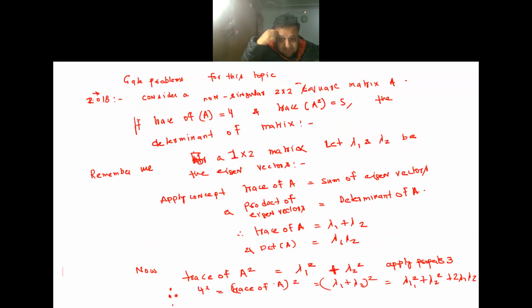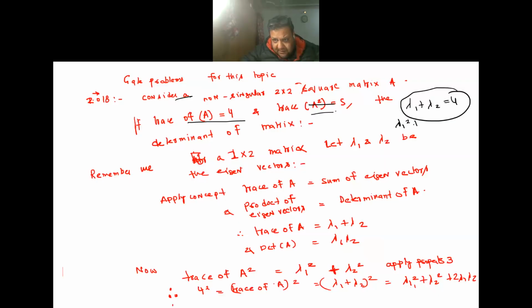Now we are given a question over here. Consider a non-singular 2 cross 2 square matrix A. If the trace of A is 4, that means λ1 plus λ2 is equal to 4. That is given in the question. And the trace of A square, which is λ1 square plus λ2 square, is equal to 5. So this is the question that has been given. Then the determinant of the matrix would be equal to what?